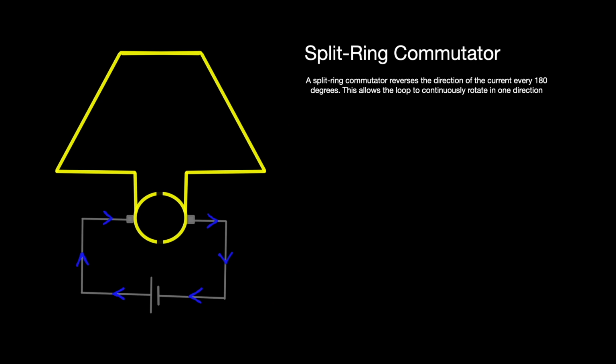A very clever solution to this problem is called a split ring commutator. Split ring commutators are metal loops that allow the loop of wire to turn independently of the circuit connected to it. Importantly, every 180 degrees they also change the direction of the current flowing through the loop.